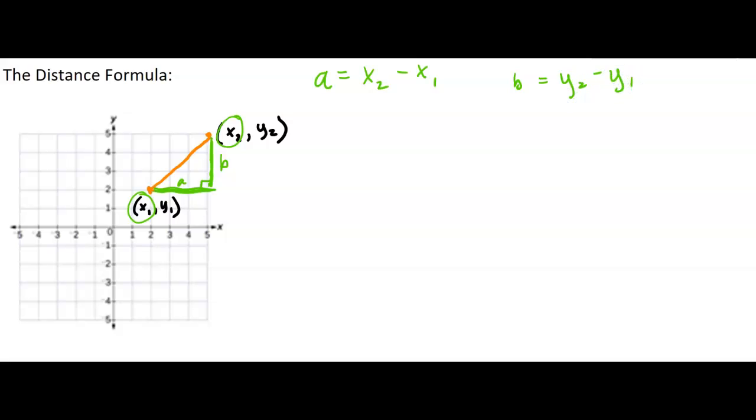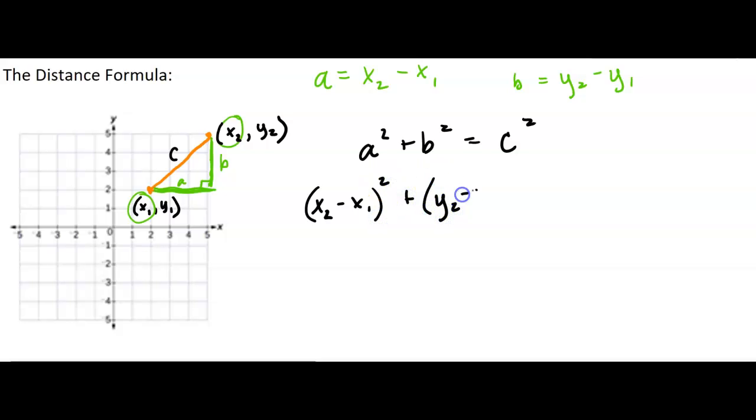Okay, so now go to the Pythagorean theorem, which says a squared plus b squared equals c squared. c is going to be over here. That's the distance we're trying to find. And now for a, we're going to put in x sub 2 minus x sub 1 and square it. And for b, we're going to put in y sub 2 minus y sub 1 and square it. And then that would equal c squared. Now, we're trying to find c though, right? The distance between the 2 points. So take the square root of both sides.